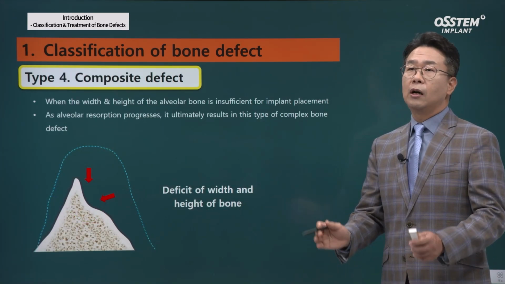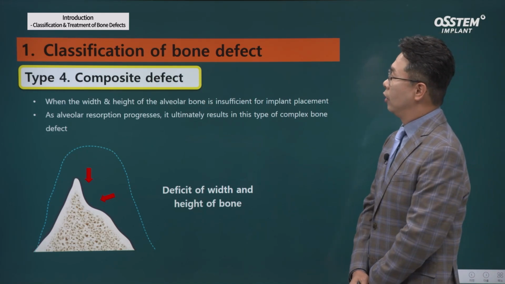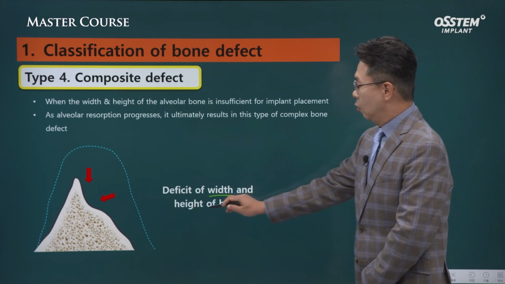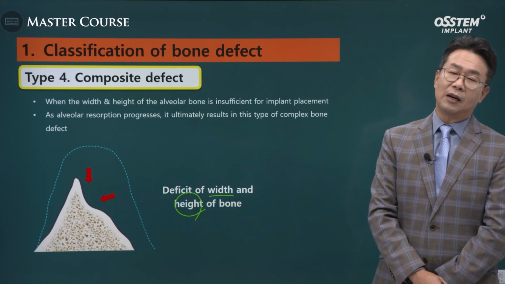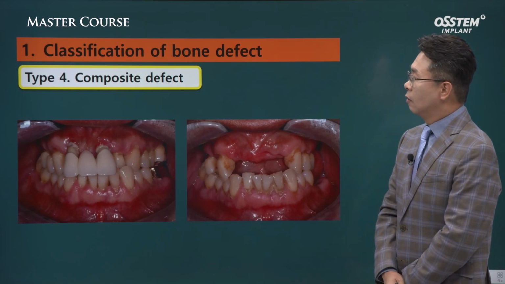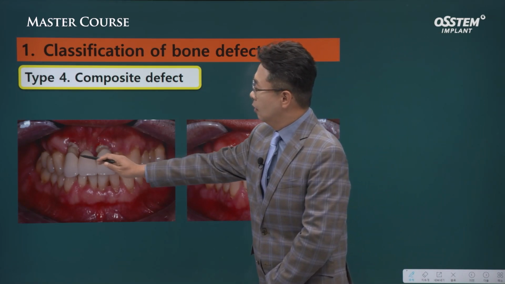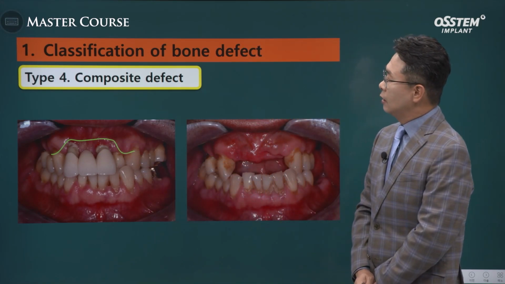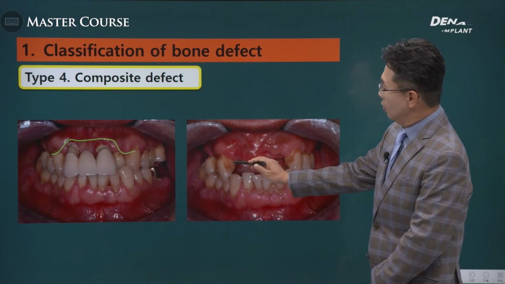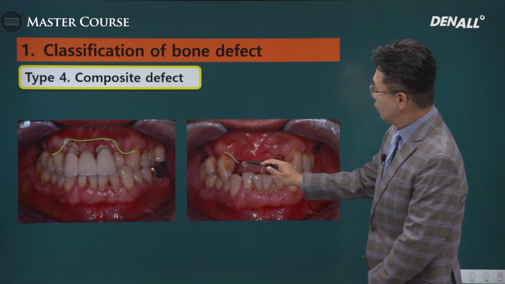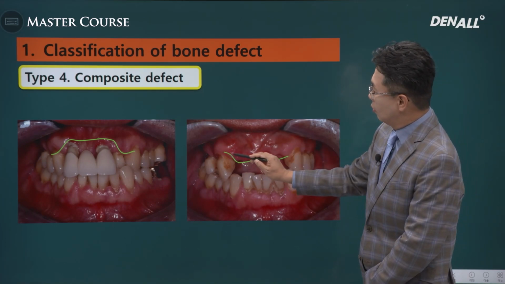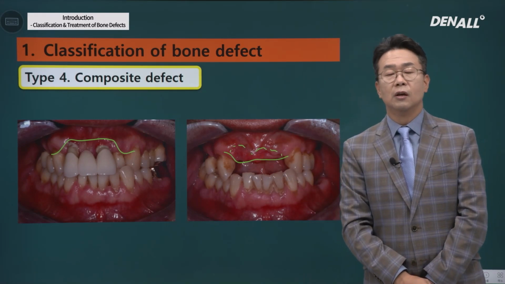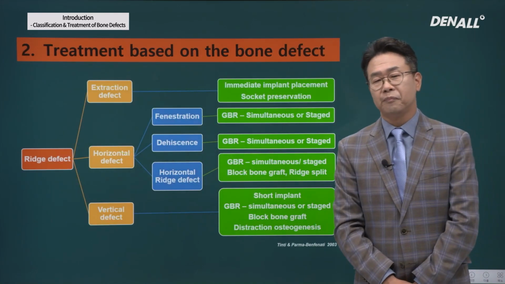This is vertical defect. Composite defect is combination of horizontal and vertical defect. It is deficient of width and height of bone. In the anterior area, as you can see, there's pus and the height loss can be observed. In this case, it looks as if the height is regular, but as shown earlier, the extraction socket is going to be like this. From a closer view, the width is going to be lacking as well.